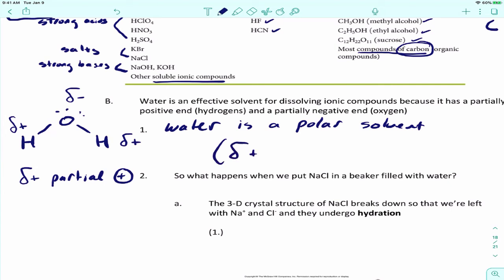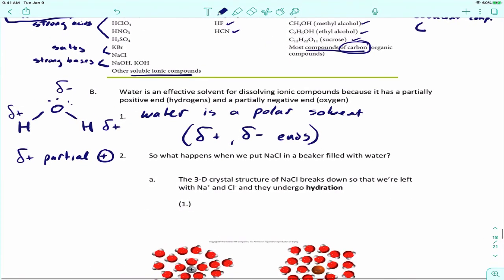Because again, you have the partial positive and the partial negative charges. Okay. Now, a lot of times you may hear that we call water our universal solvent, because water will work with a lot of stuff. It will work with a lot of different compounds. However, when we get to nonpolar compounds and nonpolar solvents or solutes, water doesn't work terribly well. But that being said, water works with a whole lot of stuff.